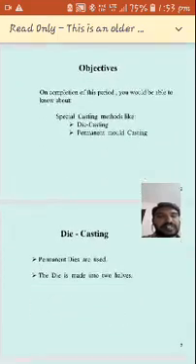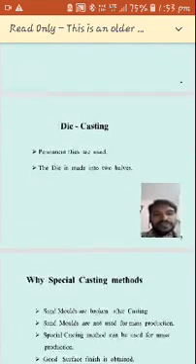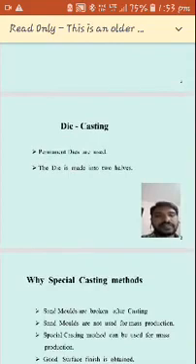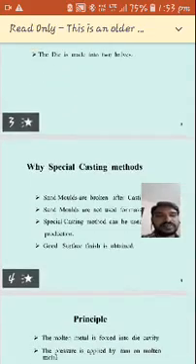We use some special castings, so there is die casting. Here the permanent dies are used. The die is made in two halves. Okay, why are these special casting methods used?